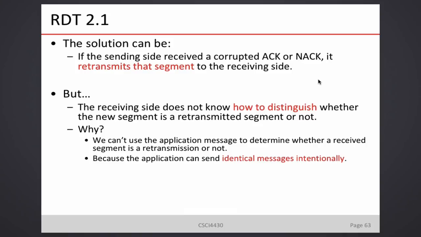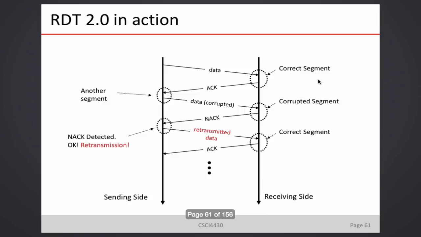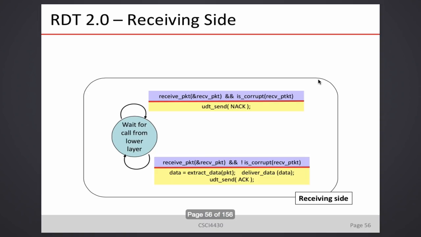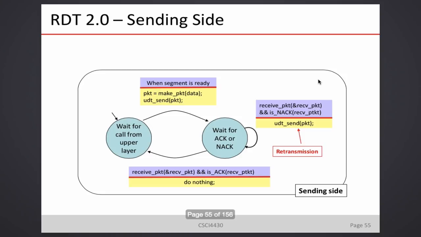Here, in the previous case, I receive NACK, then I will send the data out. It is because I trust the other guy, when it delivers the message, that it won't be corrupted. Now, if that's the case, then I should say whether this is a retransmission or not.